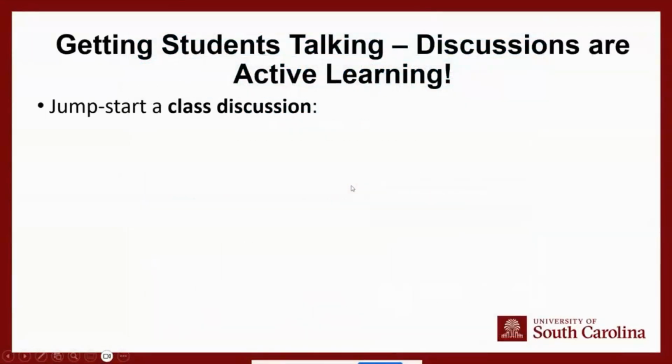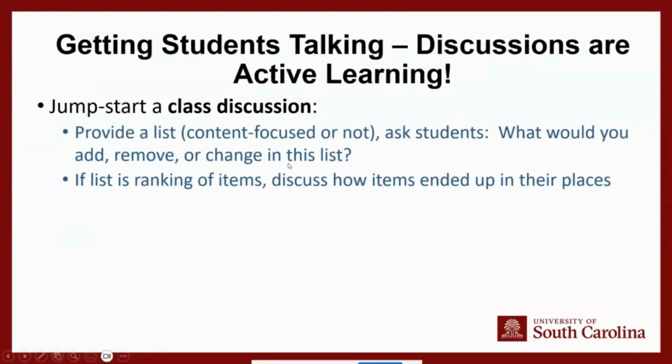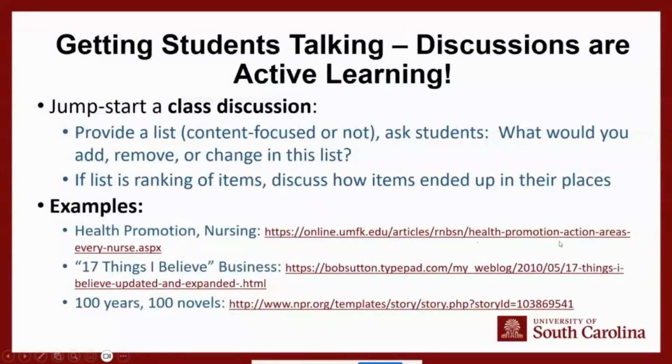Getting students to talk, discussions are huge. Discussions don't have to be necessarily just about the class content, but can lead into it. So for example, have a list where you ask students, here's a list that was given, how would you change this, add to it, remove from it? If it's a ranking, how would you change the ranking? Here are some great examples: Nursing, the 5 things that all nurses need to know, the 17 things I believe in business, 100 years, 100 novels. There are all sorts of ways we're getting students to talk based on things that will interest them and engage them, and that is a way to start that energy and that synergy in the classroom.